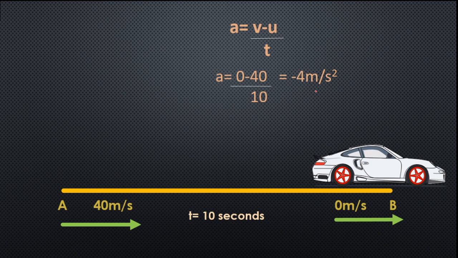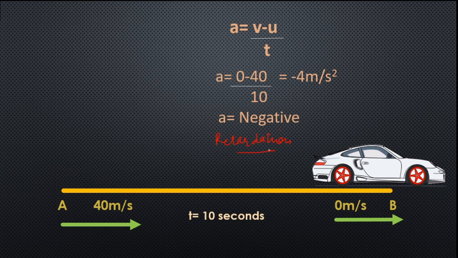Why negative? Because the velocity of this car is decreasing with respect to time. So, in this case, acceleration would be negative. So, this is known as negative acceleration. And negative acceleration is also known as retardation.